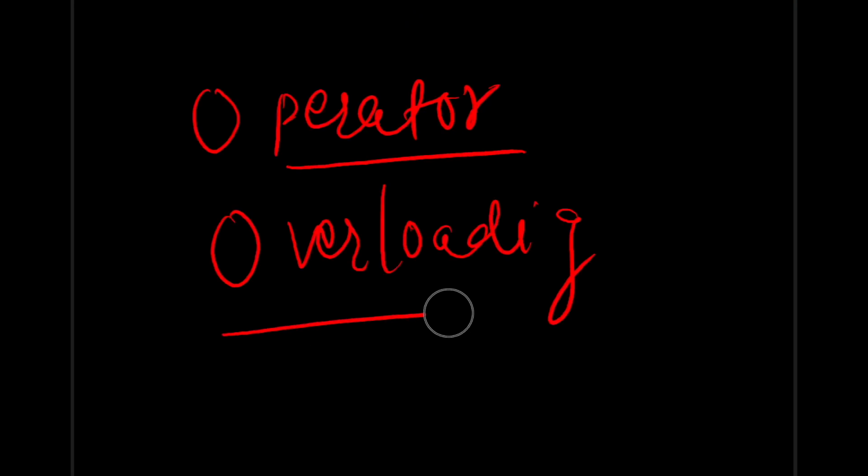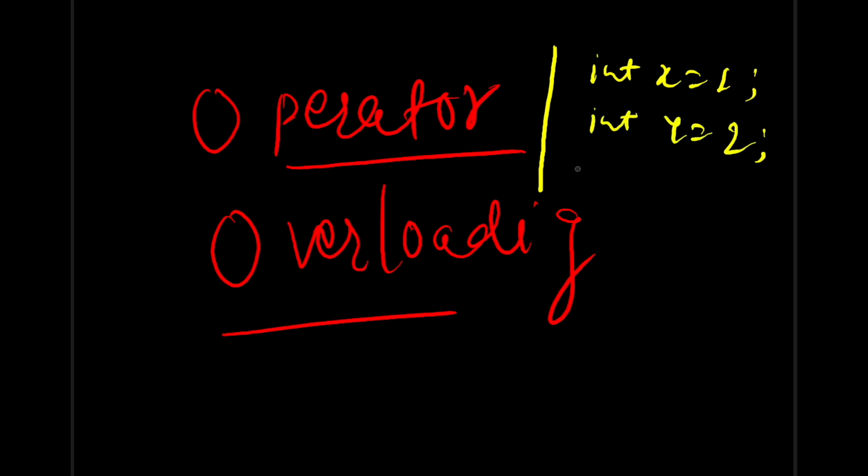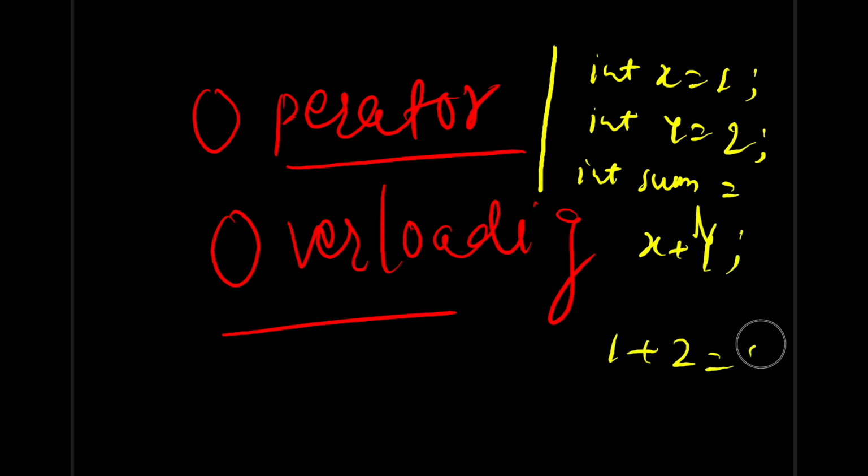And now I am going to talk about operator overloading. When I say operator, it's a normal operator that we use with any data type. So built in, let's say we have data type integer or character or anything. I am taking a variable integer x equals to 1 and another variable integer y equals to 2, and I want to do an operation on them. So I want to calculate sum equals x plus y. What is it going to give us? It is going to give us 1 plus 2 equals 3, right?